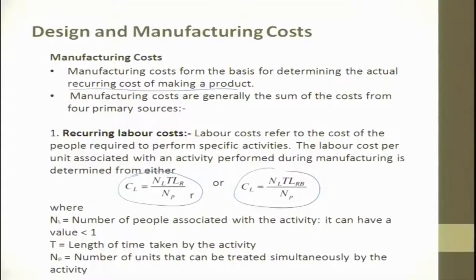For example, if you have something like gang drilling, you have one workpiece and several drills attached to a spindle, and you can do all 3 holes. These are drills. So, you can do all the 3 holes machining simultaneously. That is what we call the number of units that can be treated simultaneously by the activity. Or, in heat treatment, all 1000 parts are done in one heat treatment. That is what we are talking about, NP.